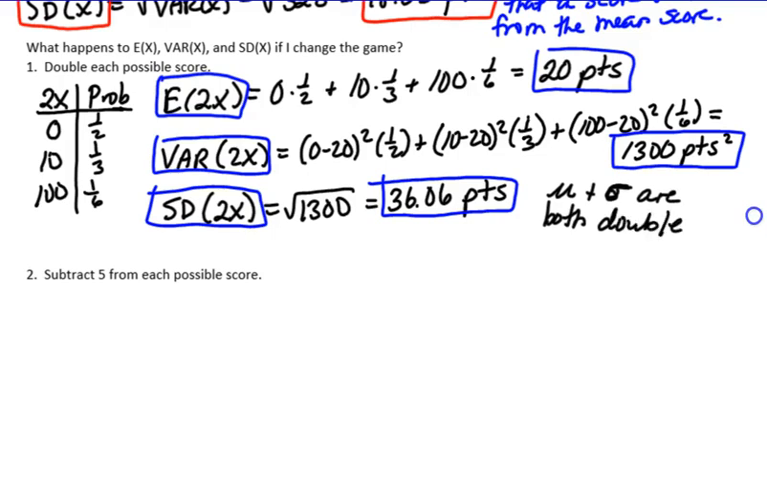Now what about the variance? The variance isn't doubled, it's 4 times as much, and the reason, remember, is it's the standard deviation squared, so that should make sense. 4 times 325 is 1300. So after I take the square root of it, that gives you the standard deviation, which is doubled.